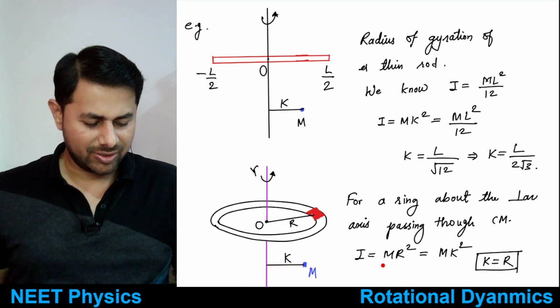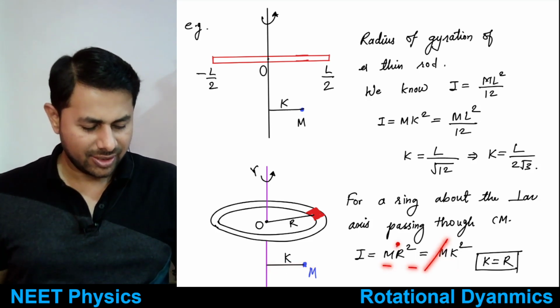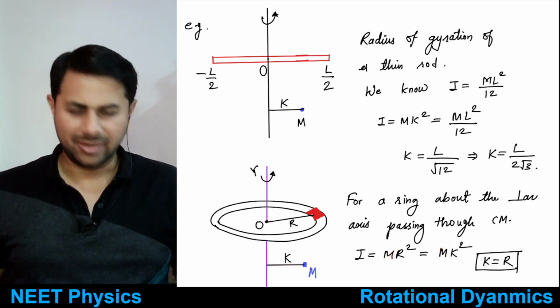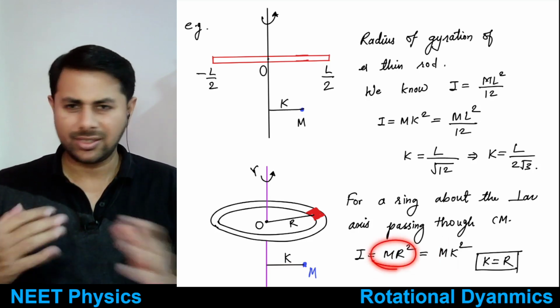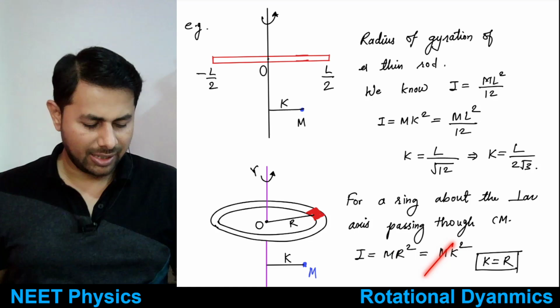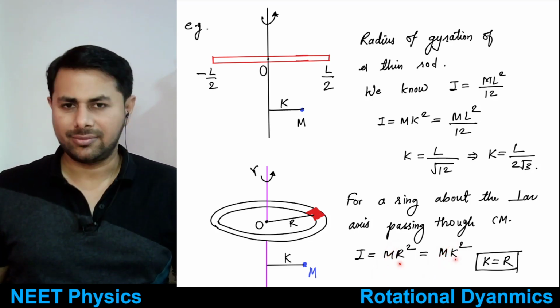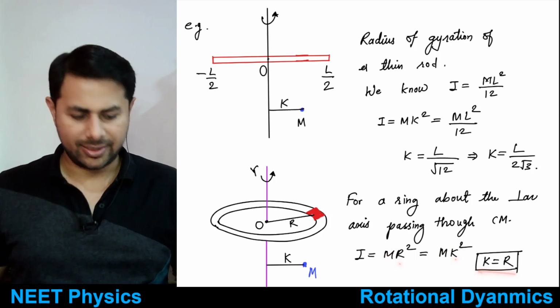Mk square is equal to Mr square. Cancel out M and M, right? Because the moment of inertia of the ring is just Mr square. So cancel out M and M. Then what do you get? You get k is equal to r. K is equal to r, right?